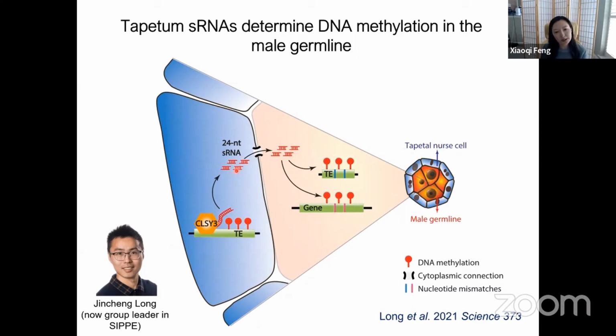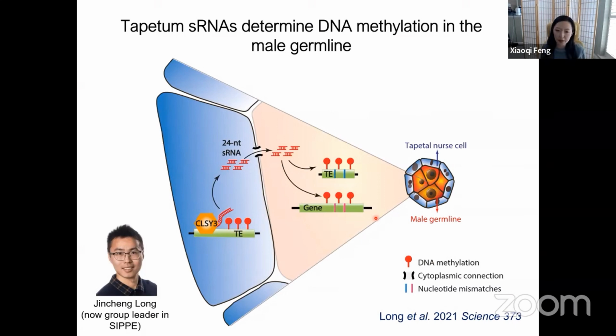So these tapetum cells can act in trans at both cellular and locus levels to target DNA methylation. So this work demonstrated the essential role of tapetum small RNAs in configuring the paternal epigenome to be inherited by the next generation.